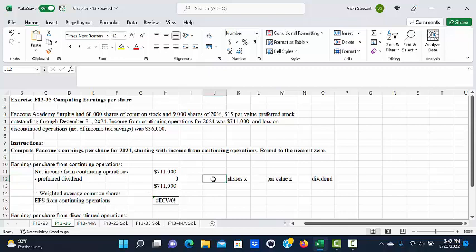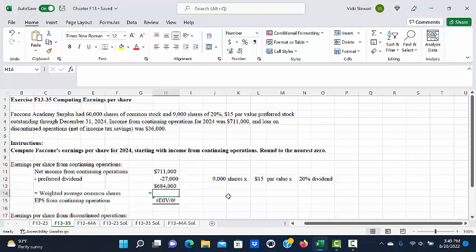So to compute the dividend, we know we have 9,000 shares of preferred stock. It's $15 par, and the dividend is 20%. To compute the dividend, we take 9,000 times 15 and multiply that by 20%. So our preferred dividend would be $27,000, and we would subtract that from net income from continuing operations to get $684,000, which is going to be our numerator for our earnings per share calculation.